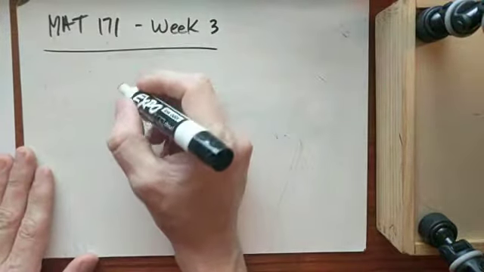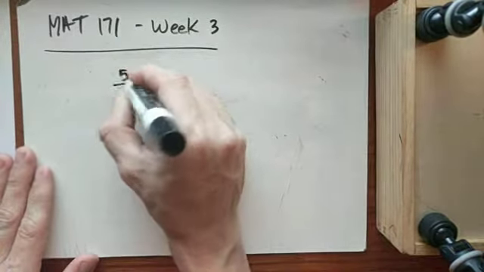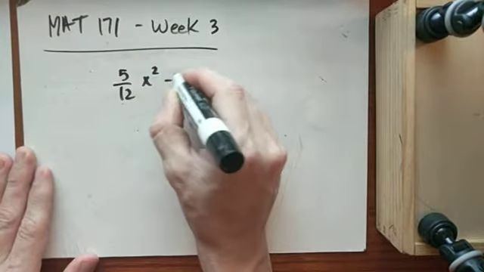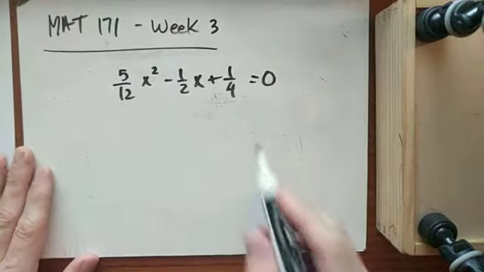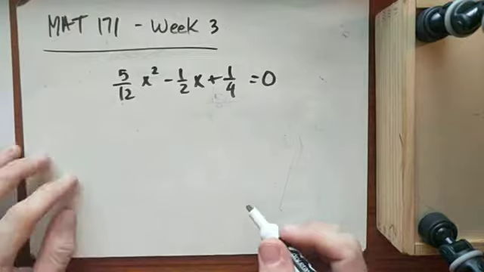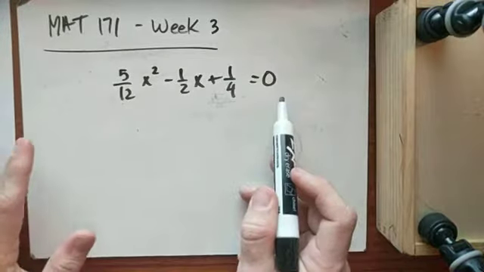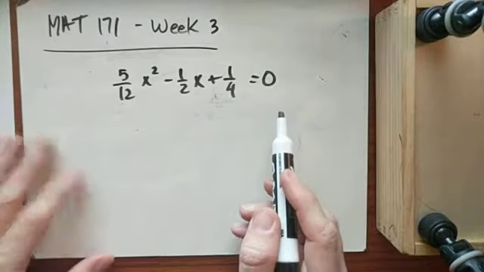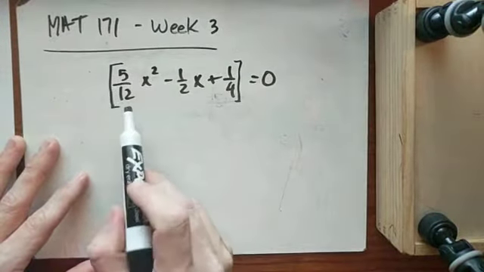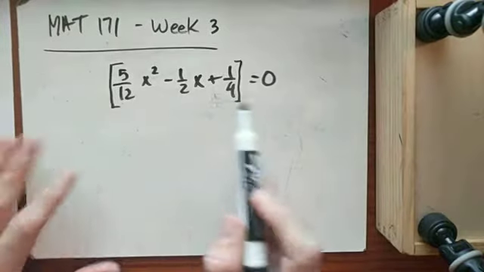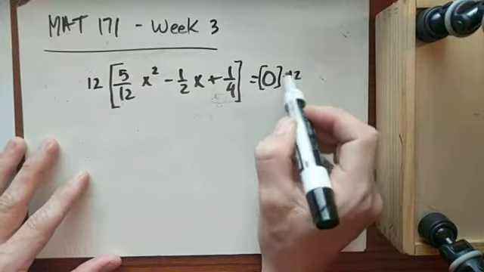Let's say that we have 5/12 x squared minus 1/2 x plus 1/4 equals 0. And if you're reading through your textbook, like I encourage you to do, you'll know where this is. So, first off, we don't like fractions. Nobody likes fractions. I admit I don't really like them either. So what we're going to do is multiply both sides by the common denominator. This is the smallest number that 12, 2, and 4 divide into evenly, and that's 12. So I'm going to multiply both sides by 12, and that kills off all the fractions.